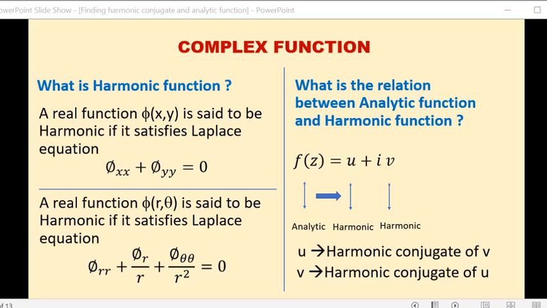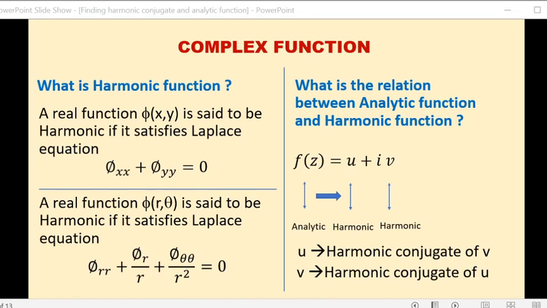Okay. f of z analytic implies u is harmonic. f of z is analytic implies v is harmonic. If u is harmonic, it does not imply f of z is analytic. Okay, Utkarsha has given the general answer, but still let me ask the next question.